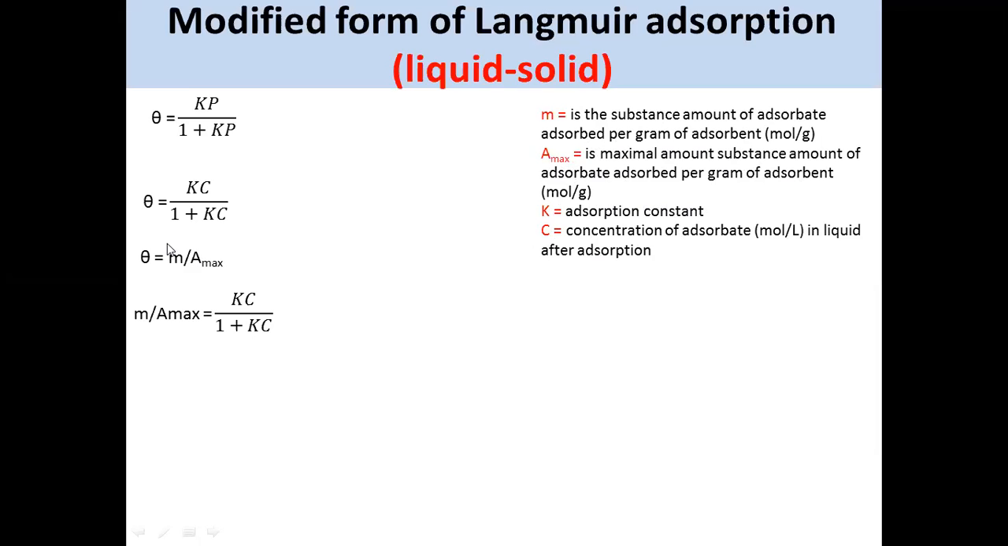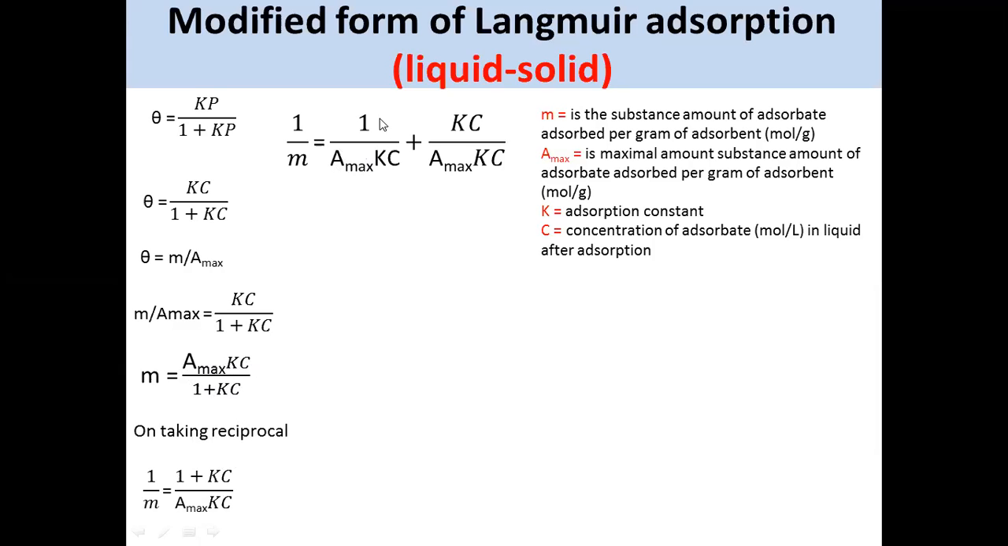Moving to the next, I'm just replacing theta in this equation, and the equation becomes like this. Further rearranging the equation, multiplying A max to the right hand side, the equation becomes like this. On taking the reciprocal of this equation, that means dividing 1 by the whole equation, it will be the reverse of this form. And after opening the whole equation, 1 over A max and Kc divided by this whole, the equation becomes like this.